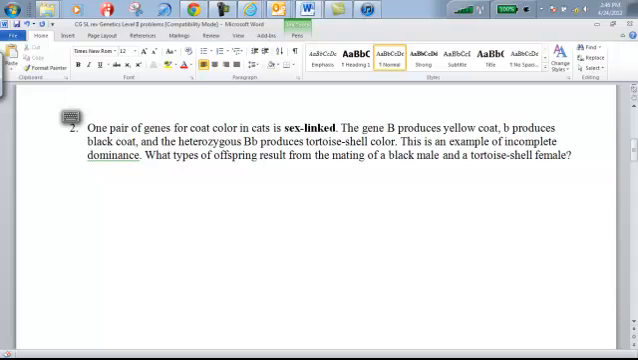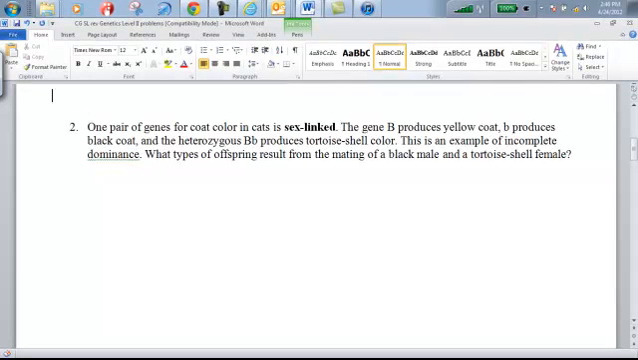One pair of genes for coat color in cats is sex-linked. Now, what does that mean? What it means is that the gene is on the X chromosome. So let's continue to read through this. The gene B produces yellow coat. That's capital B, so yellow coat would be dominant. Lowercase b produces black coat, and the heterozygous, capital B, lowercase b, produces what we call tortoise shell.